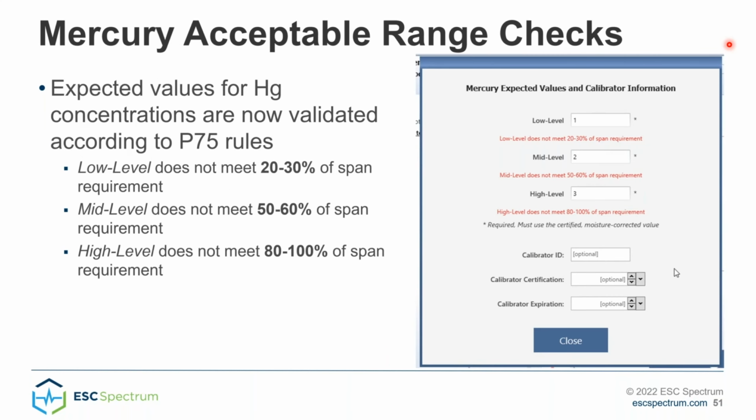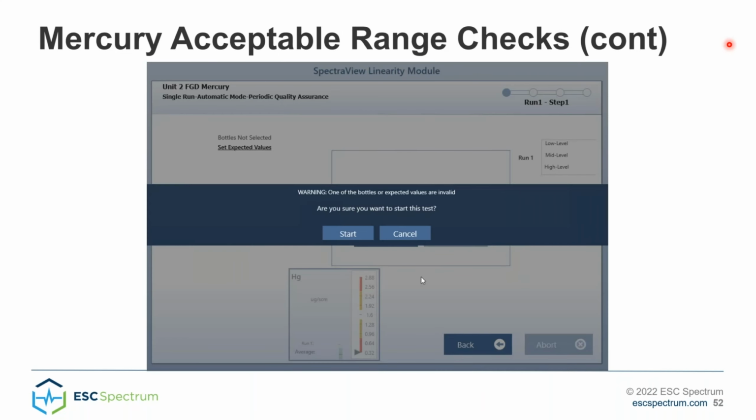We did add the mercury acceptable range checks. So your mercury expected values I was talking about a little earlier obviously have some concentration requirements based on the span of the instrument. We put those checks into the linearity module when starting a mercury linearity, and you can see the error messages those give you here, and then it gives you the invalid bottle message as well, which you can override and go ahead and start the test anyway. Obviously any of these overrides where we give you a message and you go ahead and start anyway could result in something not counting or not being reportable, things like that. But we wanted to give you the option to go ahead and ignore it.